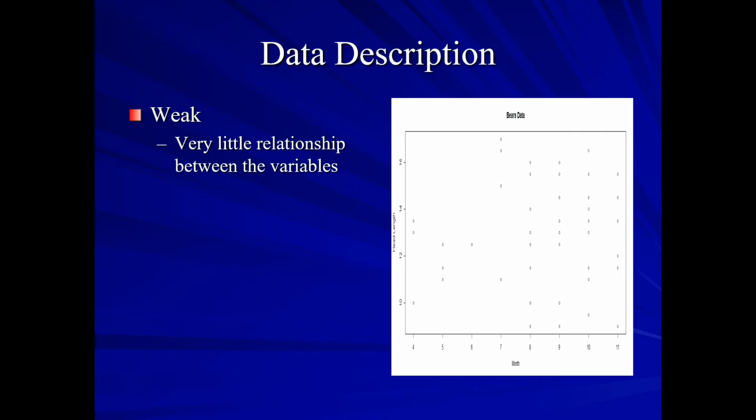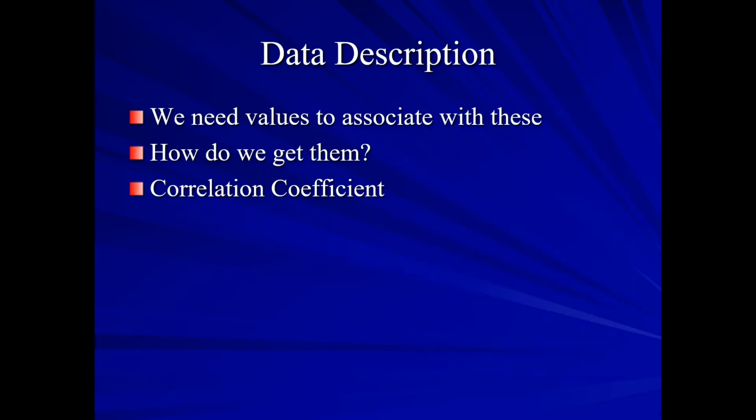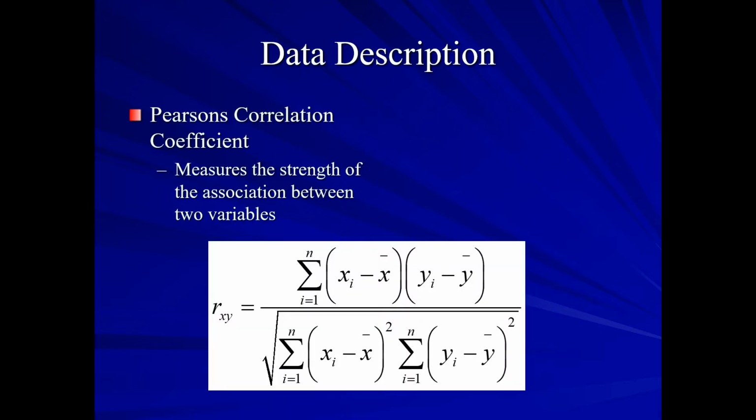Weak. There's very little relationship at all between the variables, and we can't tell where our trend is. And then no strength. There's no relationship that exists between these. We can't draw any inference. We can't make any statements, including, well, it's kind of difficult to even say what the direction is. We will discuss methods in which, given a scatter plot such as this, we can at least determine the direction. We also need a numeric value that tells us what is the strength of our relationship. And in order to get this, we're going to use what's called the correlation coefficient. Pearson's correlation coefficient measures the strength of the association between two variables.